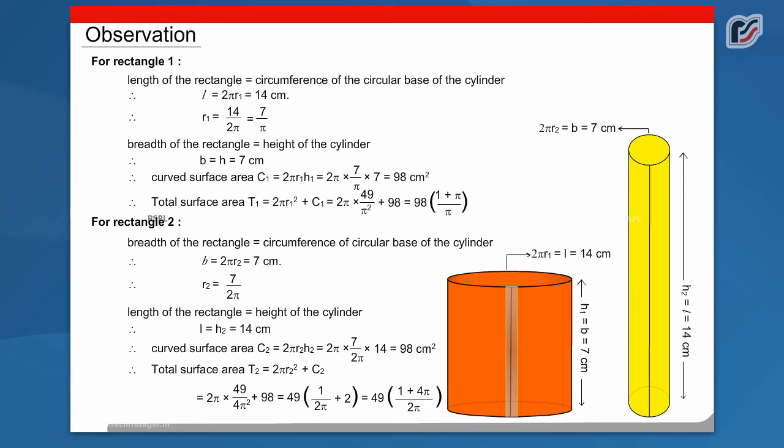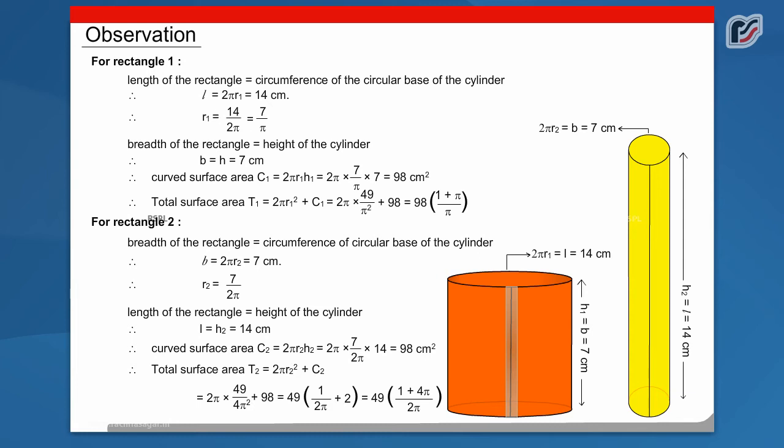For rectangle 2, breadth of the rectangle is equal to circumference of the circular base of the cylinder. B is equal to 2 pi r2 equal to 7 cm. r2 is equal to 7 by 2 pi. Length of the rectangle is equal to height of the cylinder. L is equal to h2 equal to 14 cm.